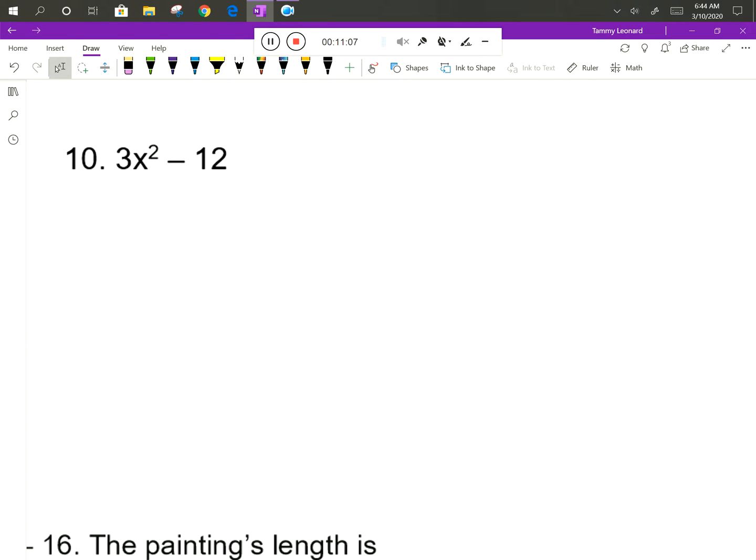Now, your first instinct might be to just throw that 0x term in the middle, but start by noticing that 3 and 12 are both divisible by 3. So first, we'll factor out a 3, and then we can go ahead and put in that middle term.